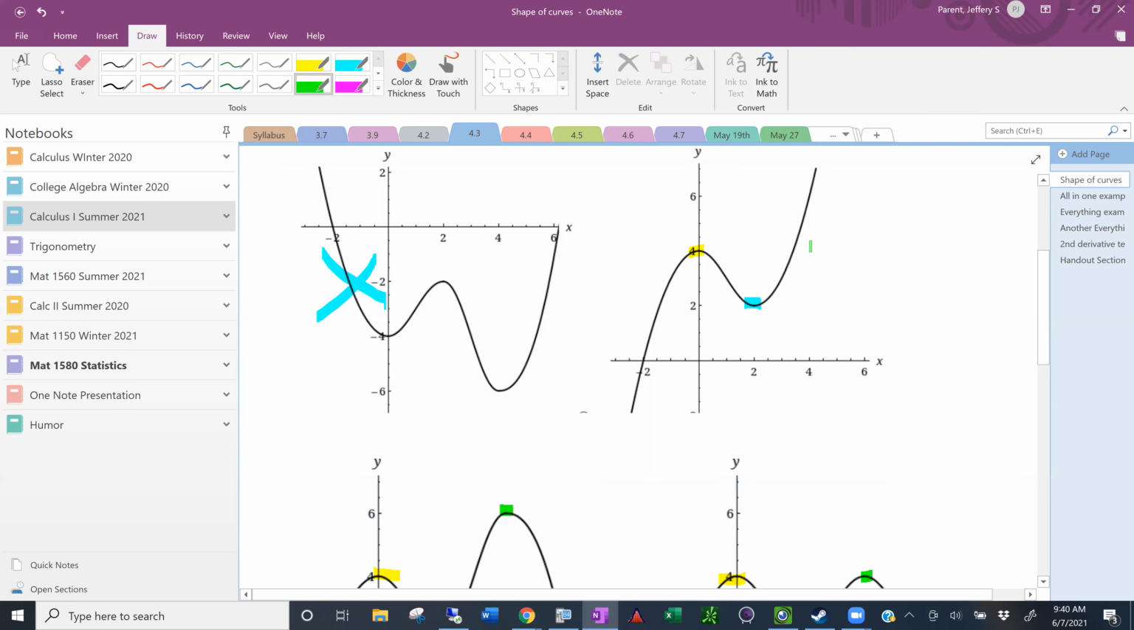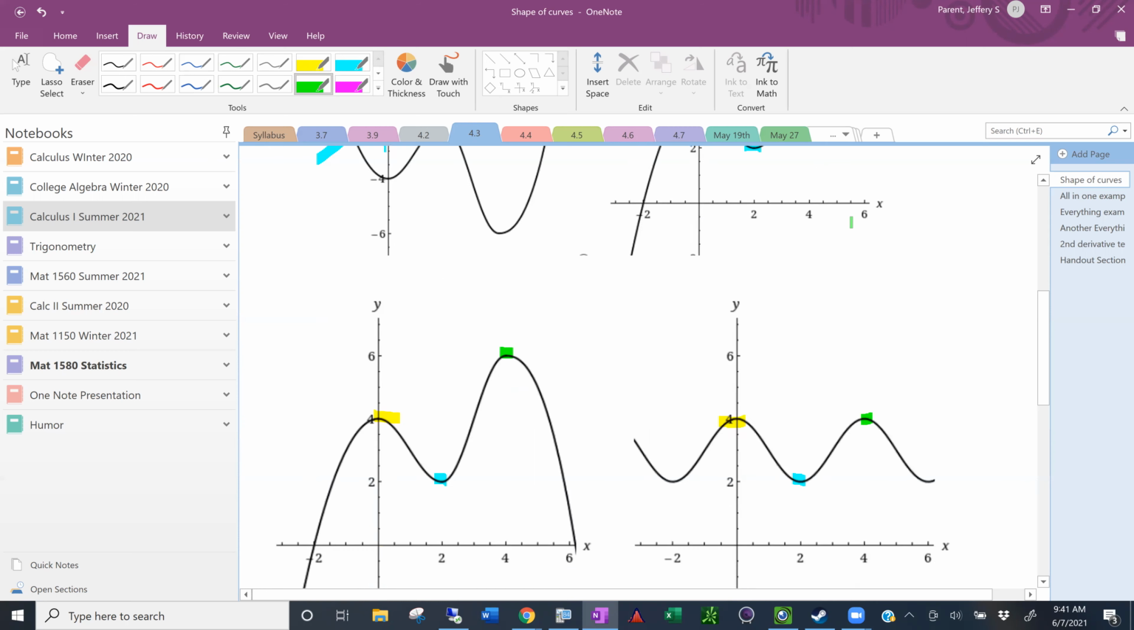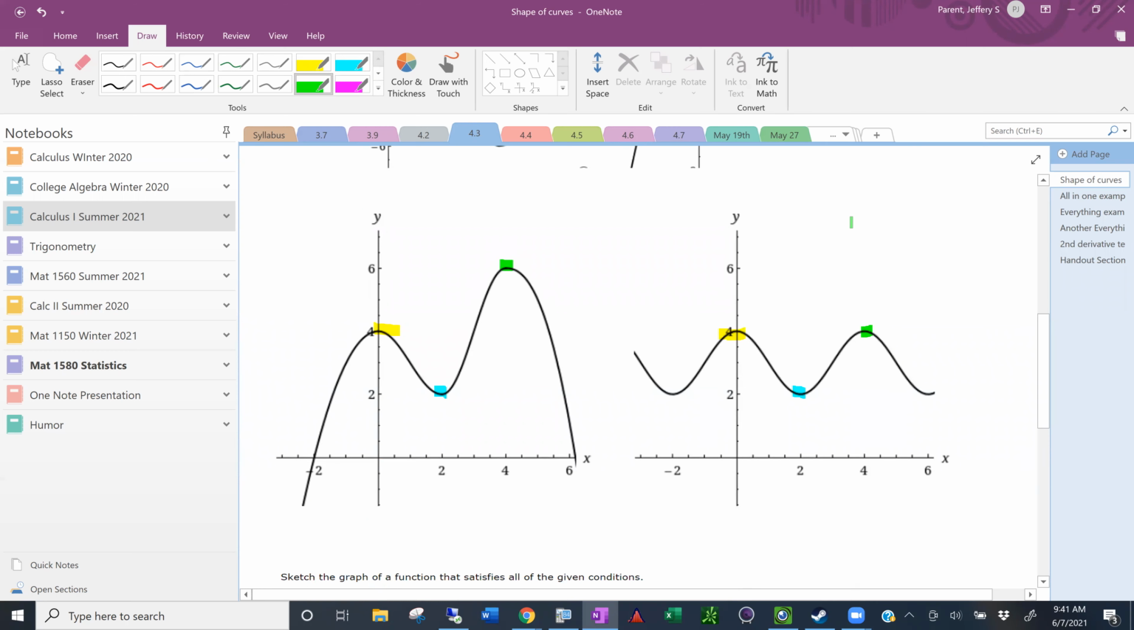Usually, we can eliminate one. Why can I eliminate this one? Because it doesn't finish going down. Yeah, it doesn't have a relative max at 4. So good job, Aiden. Thank you. So now we're down to these two.